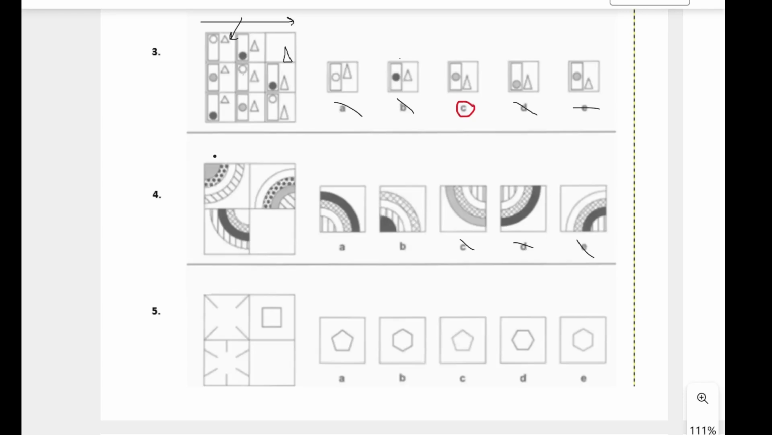So this is position 1, 2, 3, and 4. This hatch moves all the way back to position 1 from 4 to 1. 1 goes to 2, 2 goes to 3, 3 goes to 4. Let's see if that matches.